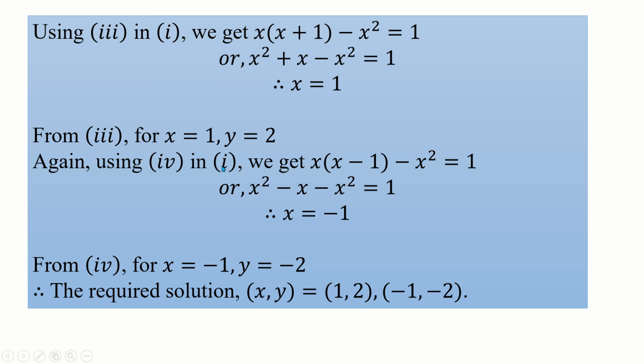Again using 4 in 1, we get x into (x minus 1), because equation 4 is y is equal to x minus 1, and equation 1 was xy minus x square, and the right side will be 1. Now you can write x square minus x minus x square. Now x square minus x square cut, therefore minus x is equal to 1, that is x is equal to minus 1. So from 4, for x is equal to minus 1, y is also equal to minus 2, because 4 was y is equal to x minus 1. X is equal to minus 1, so minus 1 minus 1 is equal to minus 2.